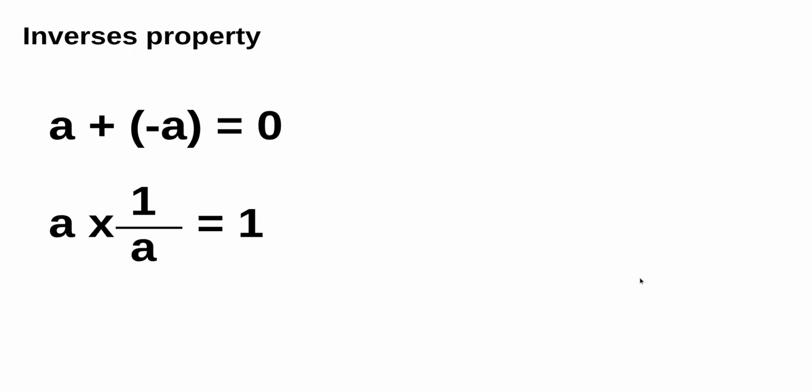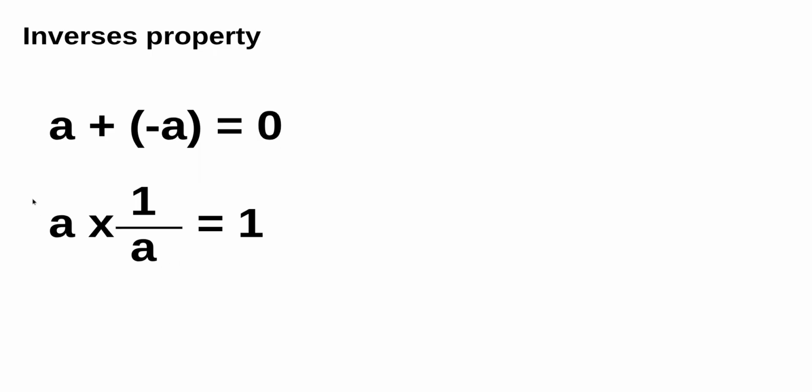The inverse property is the opposite, right? So if you add a whole number and its opposite, you get 0. So a plus negative a is always going to be 0. Example, 5 plus negative 5 is just going to be 0, because remember, we can just take these and subtract them. And here, same thing.